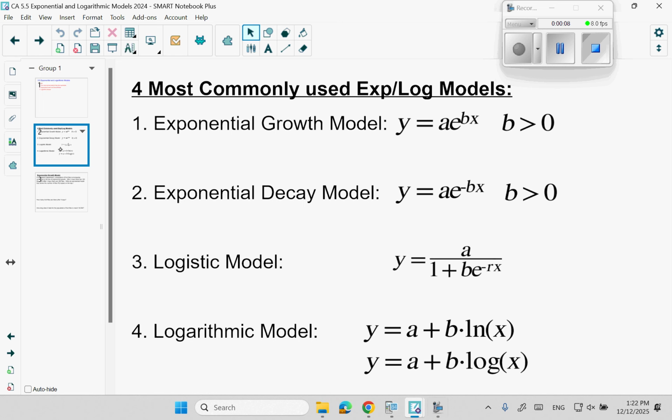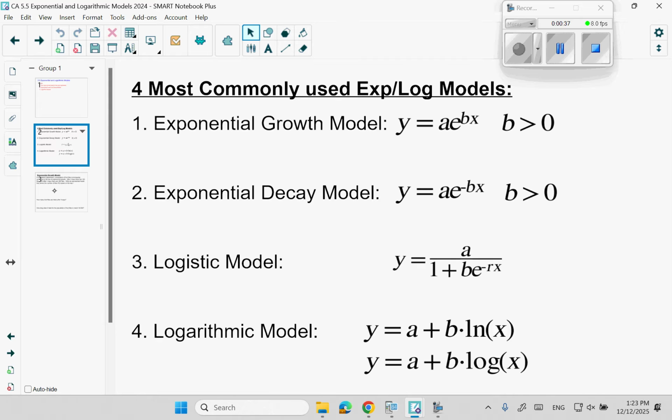So what I would be cognizant of are the generalized models here. For a growth model, y equals a e to the power of bx. For a decay model, y equals a e to the power of negative bx. In logistic, y equals a over 1 plus b e to the negative rx. In a logarithmic, y equals a plus b natural log of x, or y equals a plus b log of x. Now, in general, we're going to focus more on the exponential growth and decays.